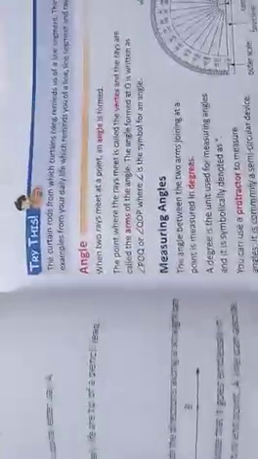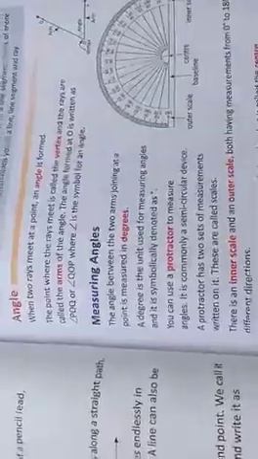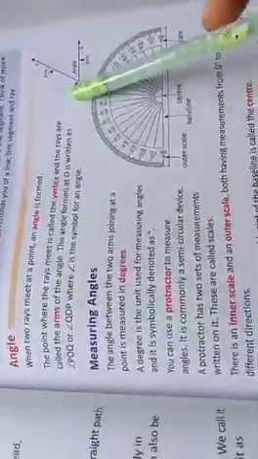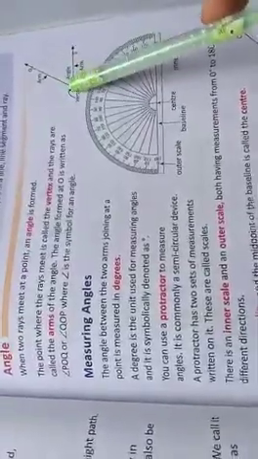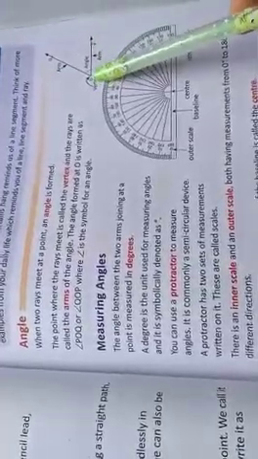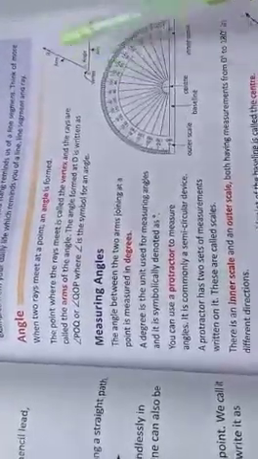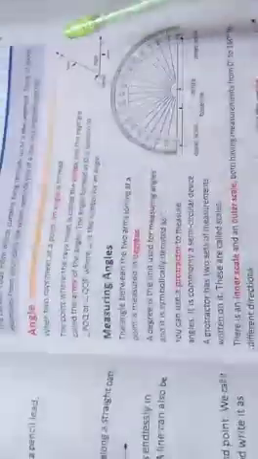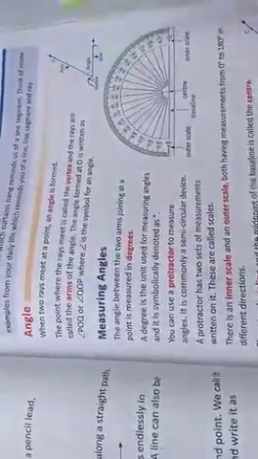In the last class we discussed the different types of angles. When two rays meet at a point, an angle is formed. The point where the rays meet is called the vertex and the rays are called the arms of the angle. The angle formed at O is written as angle POQ or angle QOP.